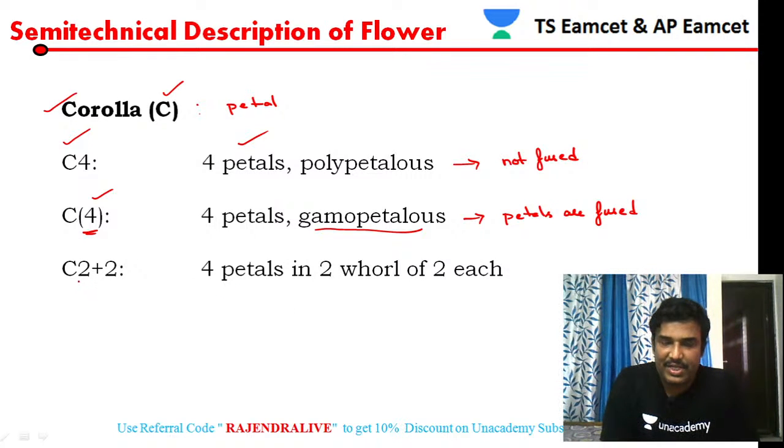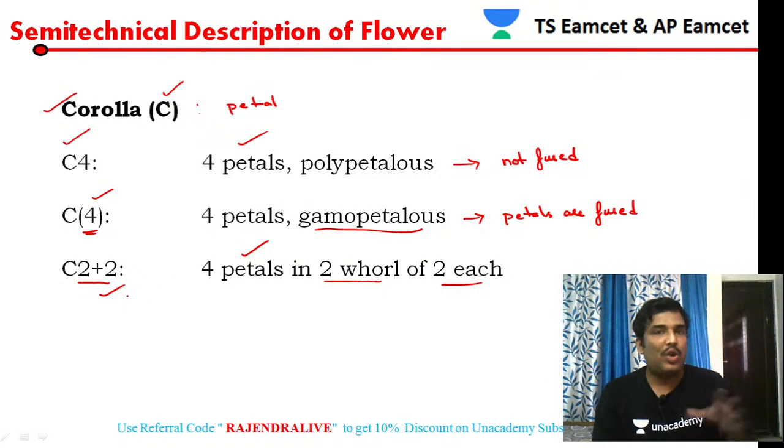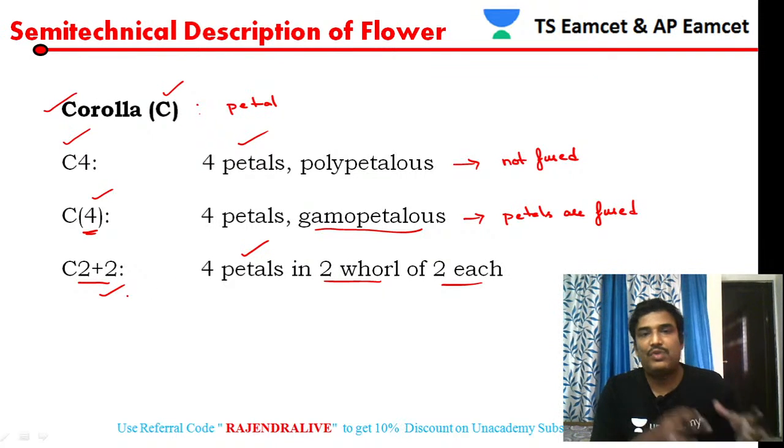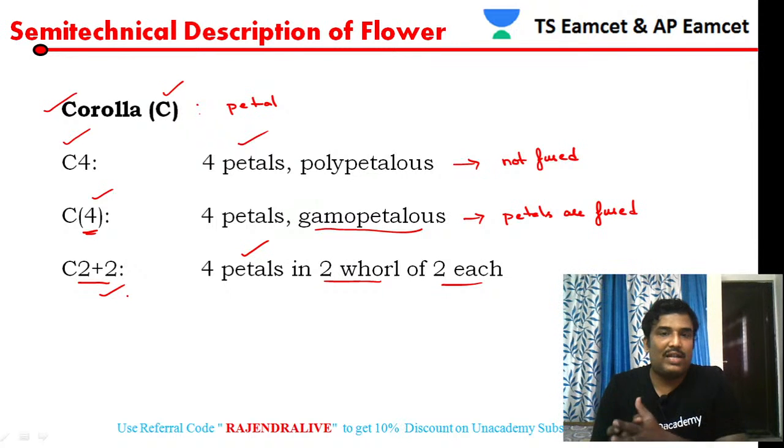Similarly here again, C2 plus 2, again 2 whorls. There are 2 whorls present, and out of 4 petals, 2 petals are in one whorl and another 2 petals in another whorl. So 2 plus 2 represents that 2 whorls are present. In one whorl, 2 petals will be there, and in another whorl, another 2 petals will be there.